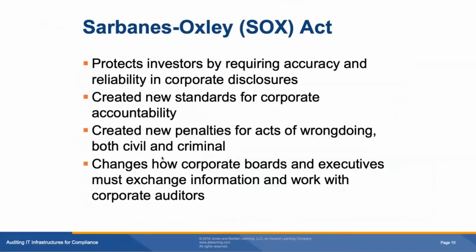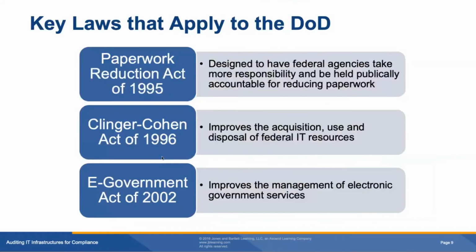All right. Those are the key laws you're going to have to worry about if you're doing business with the federal government. This Clinger-Cohen is going to have to do with what computer systems you buy and how you use them, right?